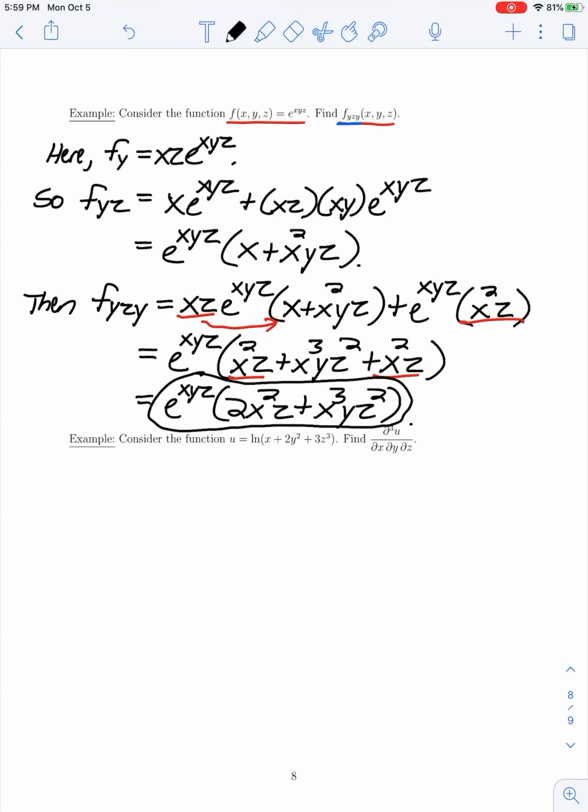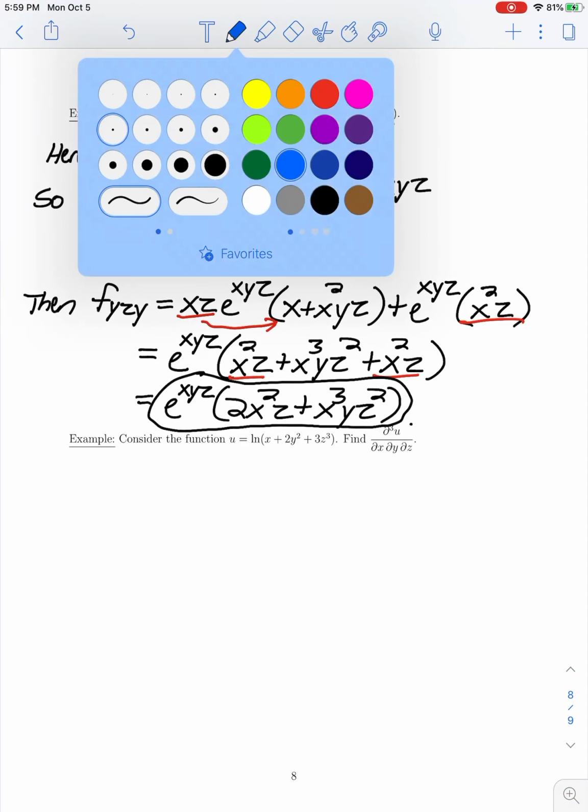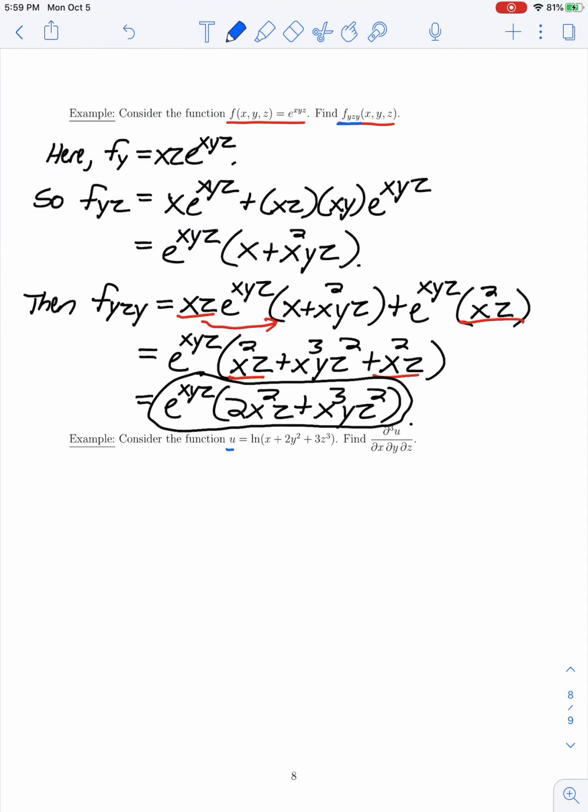All right. So as one last example, we have the following function, u, which is defined as the natural log of x plus 2y squared plus 3z cubed. And I'm asked to find del 3u, del x, del y, del z. So using the Leibniz notation, this is asking for the third derivative of the function u, where the order of differentiation is given first with respect to z, then with respect to y, and then with respect to x.